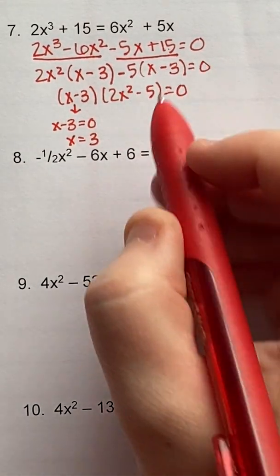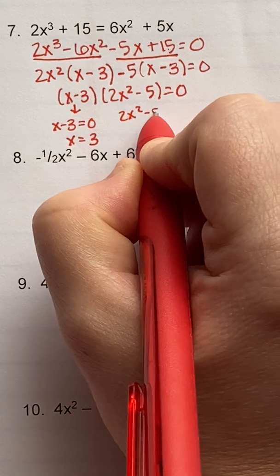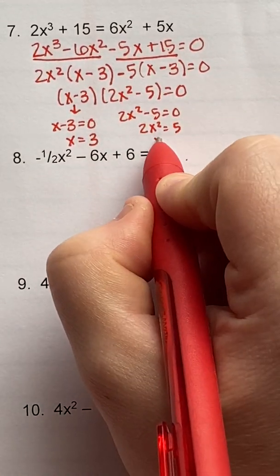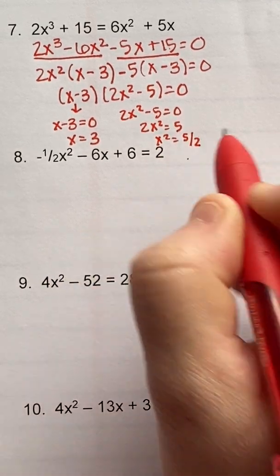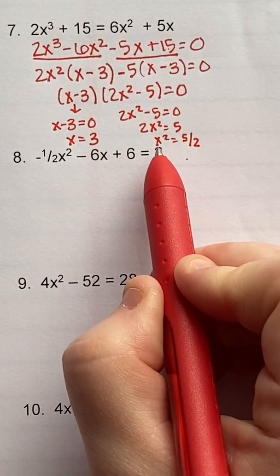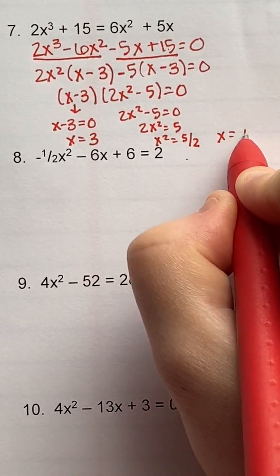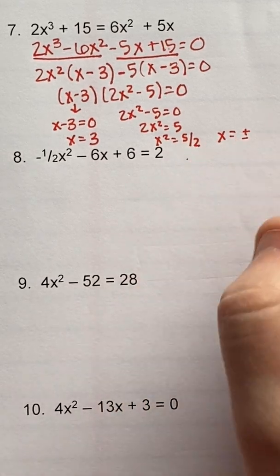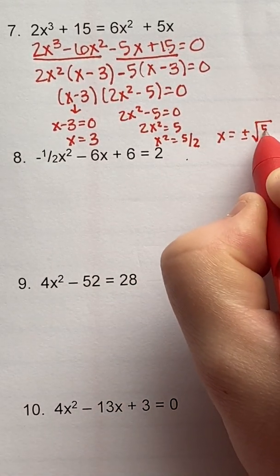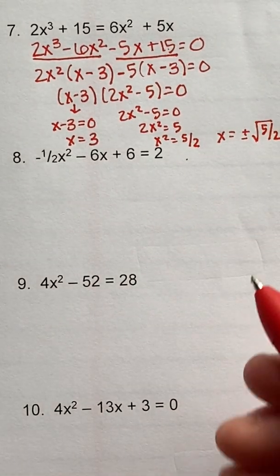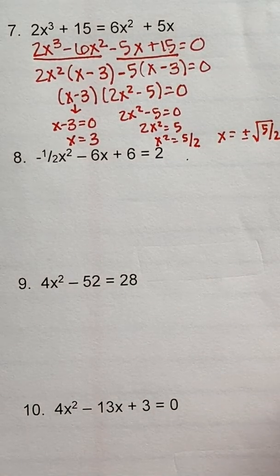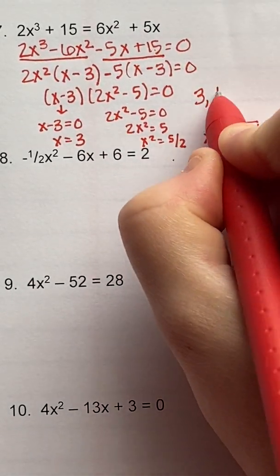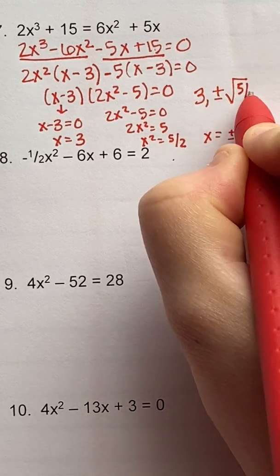To solve this one, 2x squared minus 5 equals 0. First thing I'm going to do is add 5, so 2x squared equals 5. Next thing I'm going to do is divide by 2, so x squared equals 5 over 2. And last thing I need to do is take the square root. When I take the square root, I get 2 solutions, so x equals plus or minus. The square root of 5, I can't simplify, so that's just square root of 5. Square root of 2, I can't simplify that either. So I can just leave this as plus or minus the square root of 5 over 2. So my solutions, remember I need 3 solutions. 1, 2, 3. So I've got 3 and plus or minus the square root of 5 over 2.